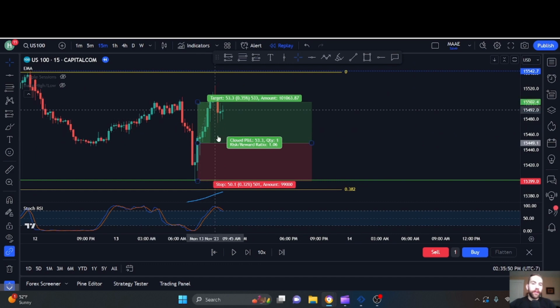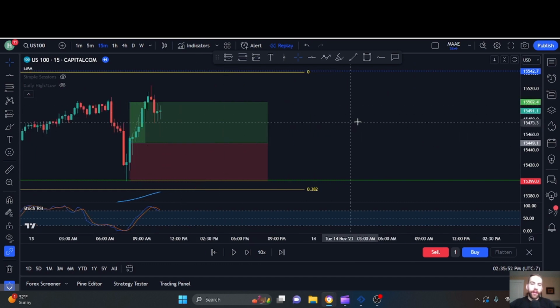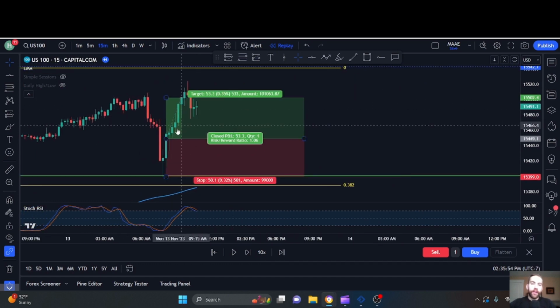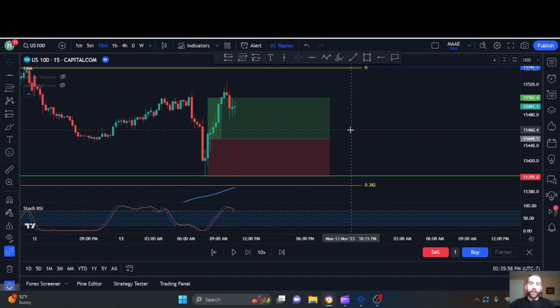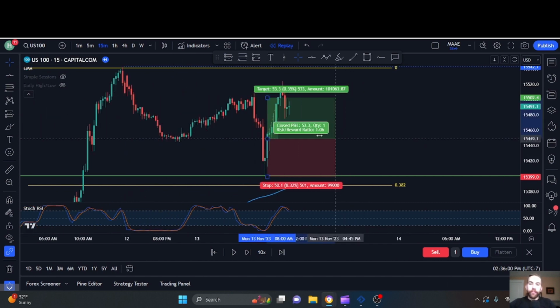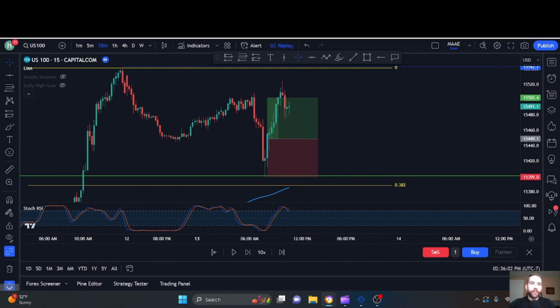All green candles for the 15-minute time frame here. I didn't see any red candles close during my trade, so that was really great to see. So that was my trade for today.